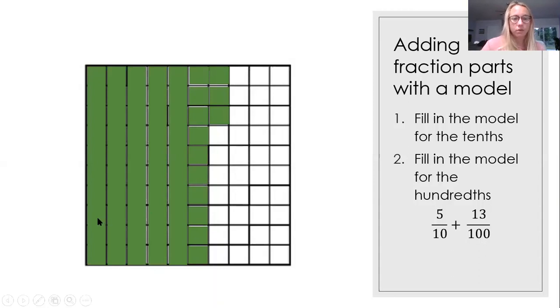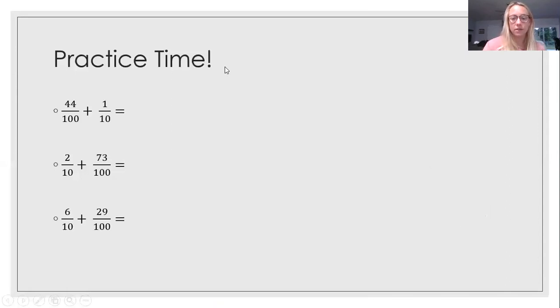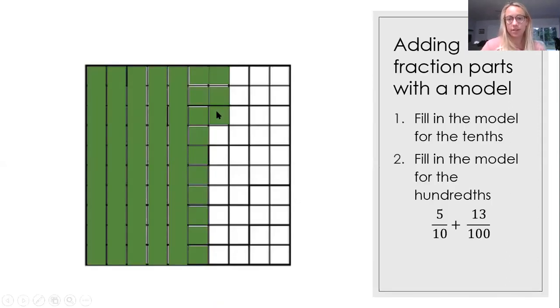I have 10, 20, 30, 40, 50, 60, 61, 62, 63. I have 63 hundredths as my answer to this equation, 5/10 plus 13 hundredths.